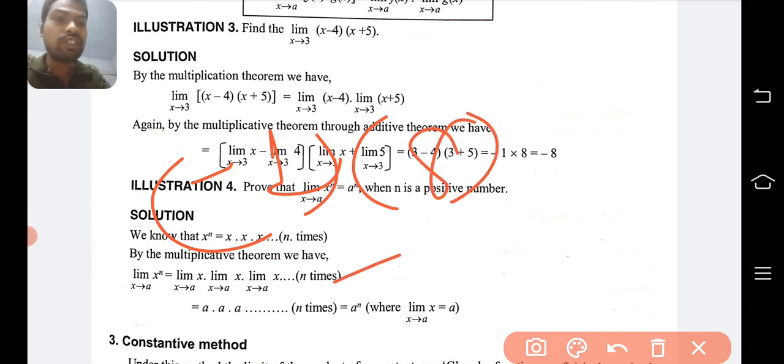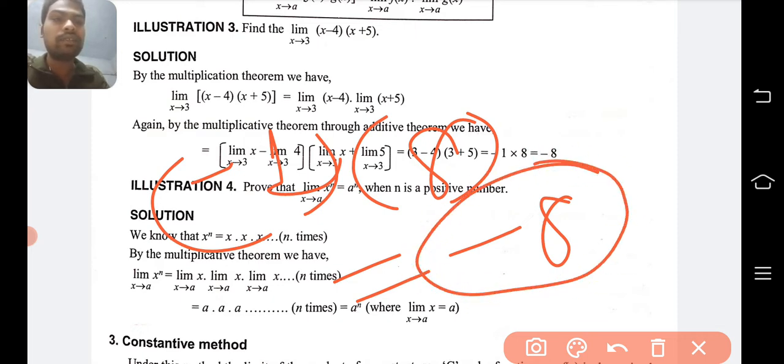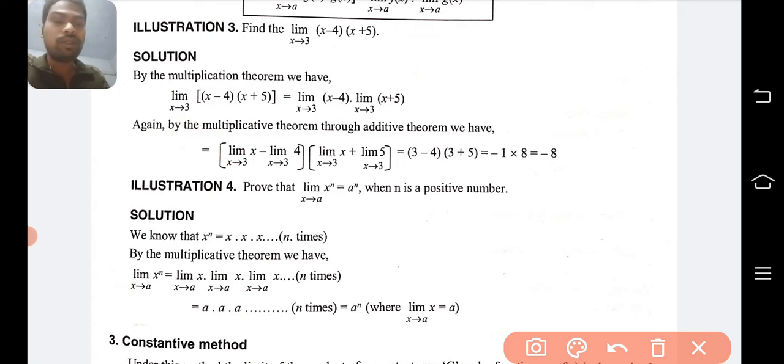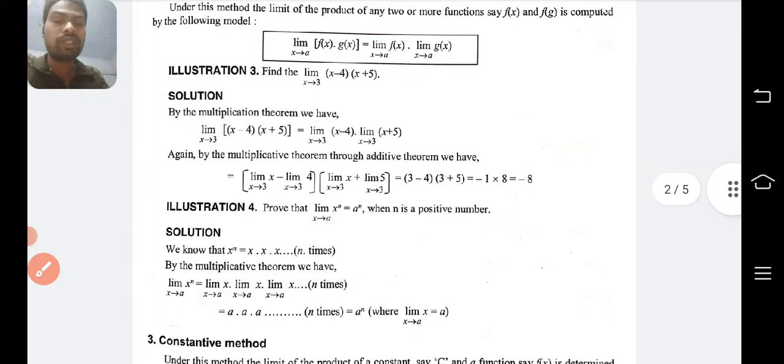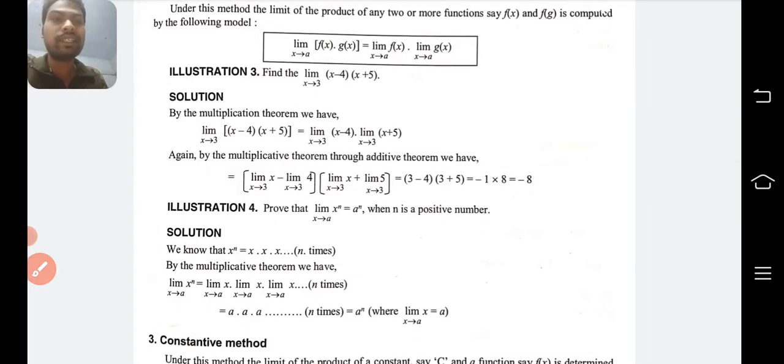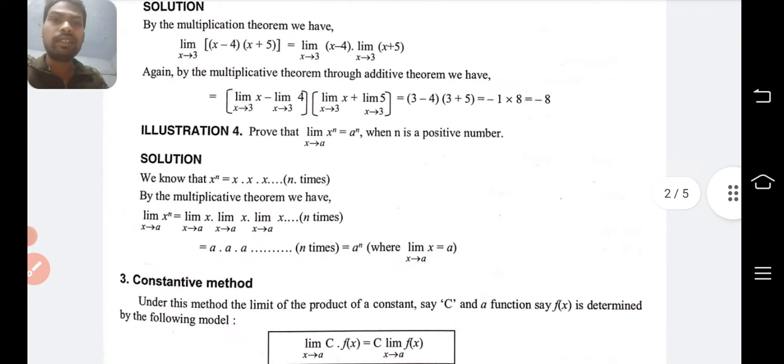It means you are going to get minus 8. 1 into 8 minus 1 into 8, this is equal to minus 8. So in this way we can derive the limit of the function by taking the limit separately if the product of two terms is given. So we are going to take the limit of each factor separately, and by taking this we can get the limit of this function.